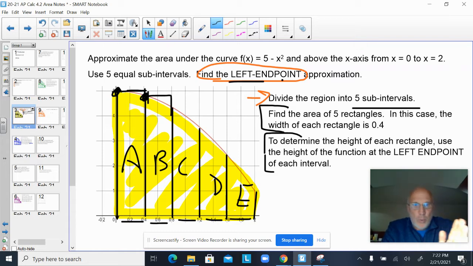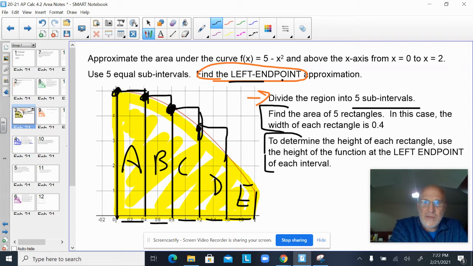Rectangle C goes from 0.8 to 1.2. And the height of the rectangle will be however tall the function is at the left endpoint, which happens to be right there. Now, I don't know what decimal that is. I'll figure that out in a minute, actually. And I'll create a rectangle there. And then similarly, rectangle D, the left endpoint of this interval is right here. And there's a rectangle, and rectangle E, which go from there to there. So I'm going to find the area of those 5 rectangles.